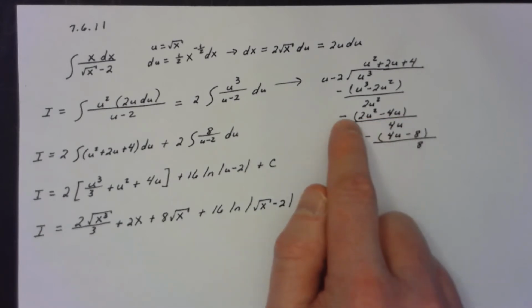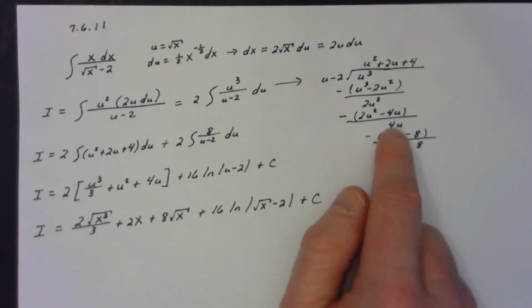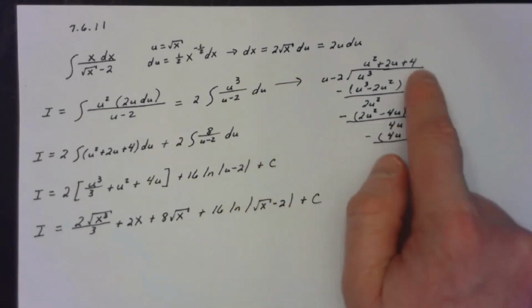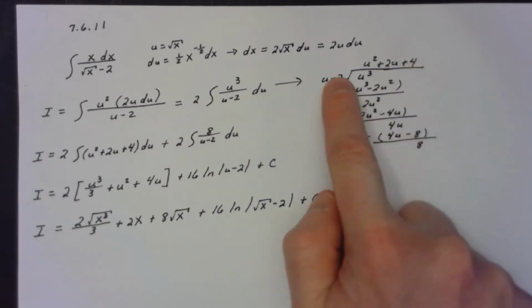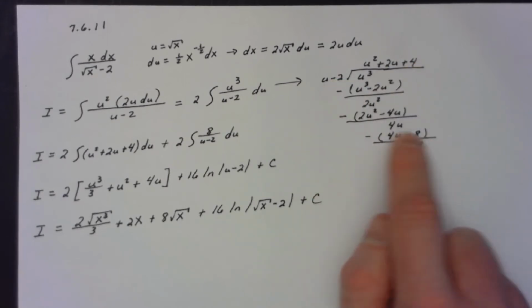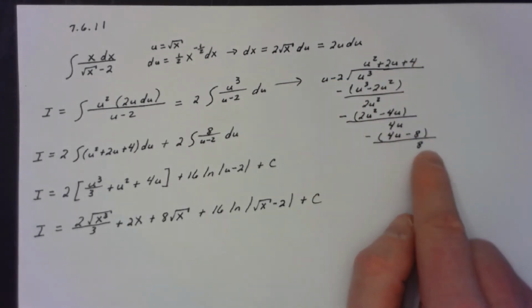Again, you need to remember you have to subtract that out. The 2u squareds cancel, and you're left with a positive 4u. U goes into 4u 4 times. 4 times u is 4u. 4 times negative 2 is minus 8. We subtract that out and we get a positive 8.